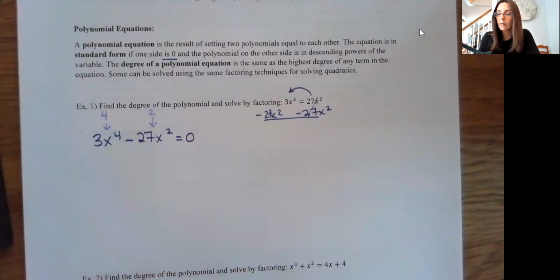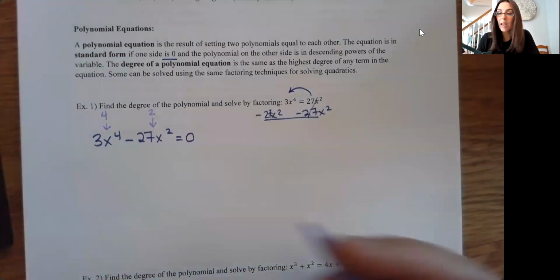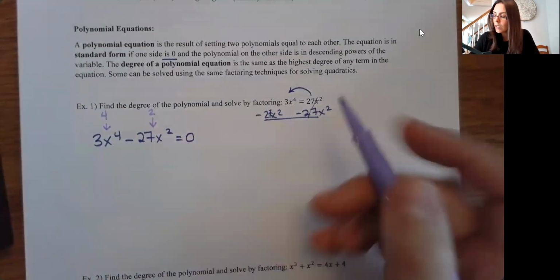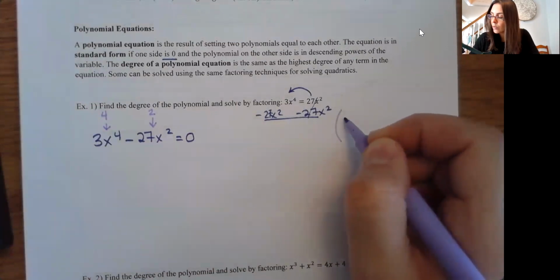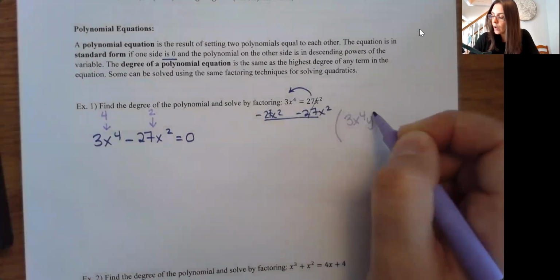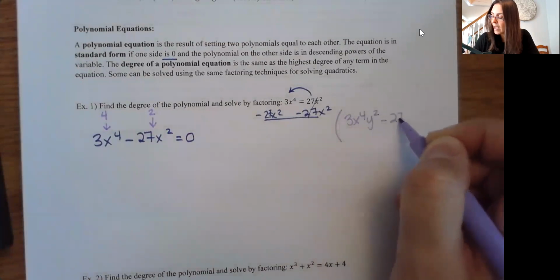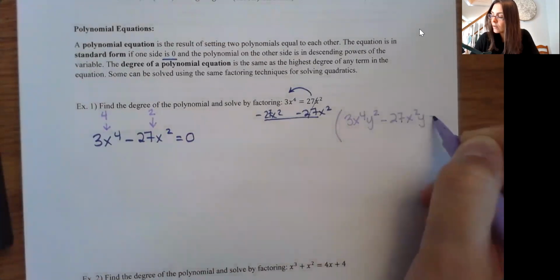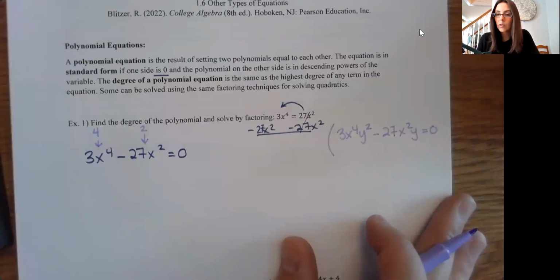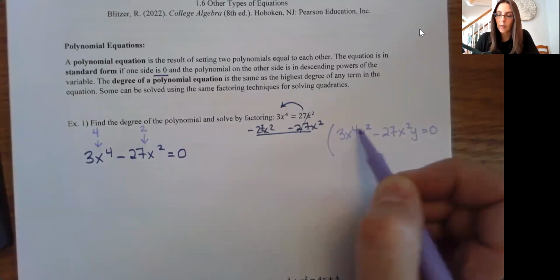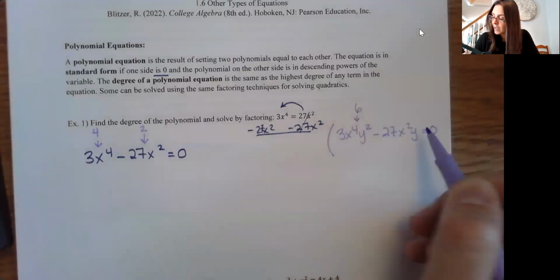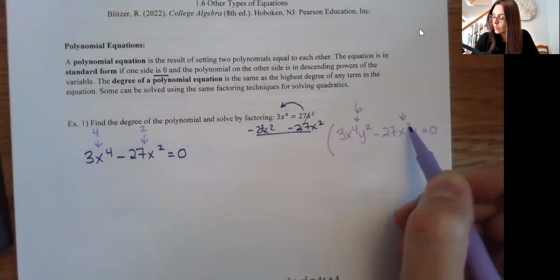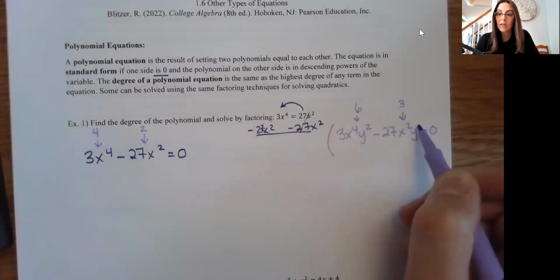If you have polynomials in more than one variable, it gets a little bit more complicated. So just as a little side note, let's say I had a polynomial that was 3x to the fourth y squared minus 27x squared y equals 0. Well, in that case, when you do degree, you add up the exponents within each group. So here your degree would be 6, and here there would be a 1 here. So your degree would be 3. 2 plus 1 is 3.